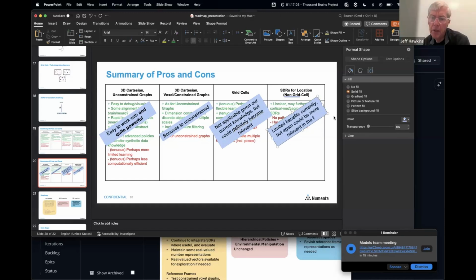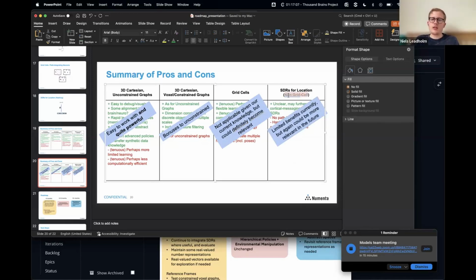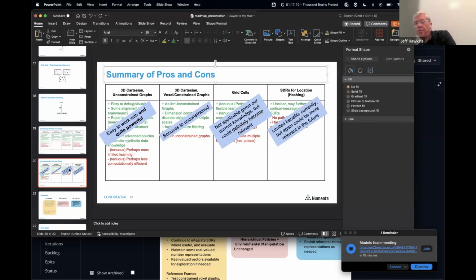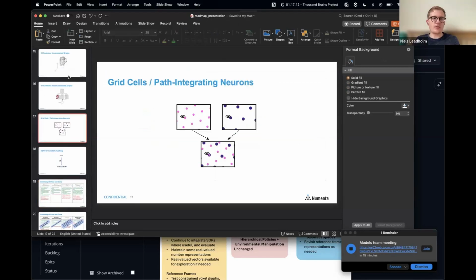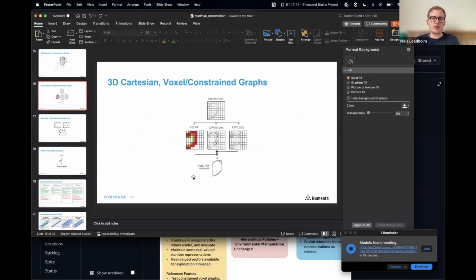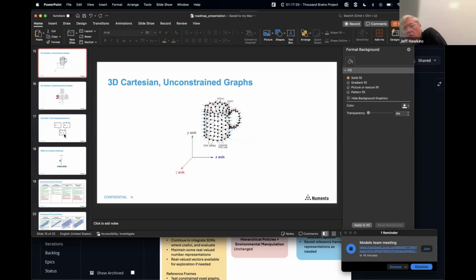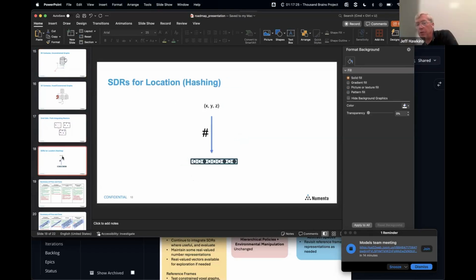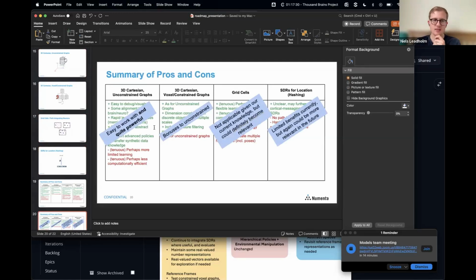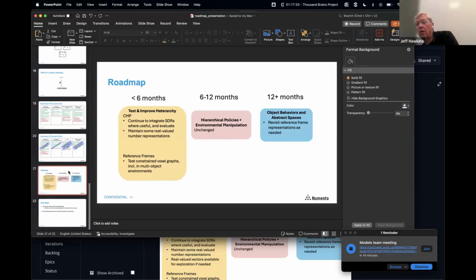What's this one again? SDRs for location, non-grid scale. That's the hashing, because that might be a hybrid solution where we still use something like this, but then we ultimately represent the locations as... so we basically do path integration in this space. Got it. But can we agree we're not going to pursue these ideas until we need to? Yes. Okay. So these are all waiting in the wings.